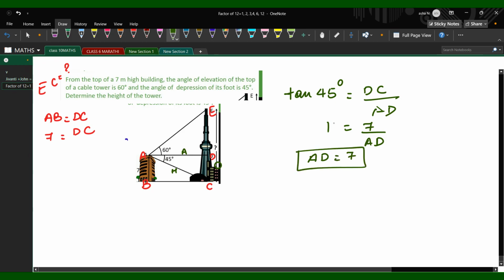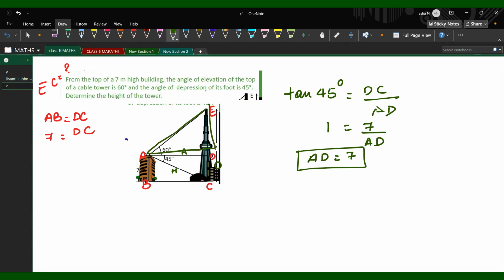Okay. Why we are finding AD now? Because we have to refer this triangle now. Now we will do tan 60 of the another triangle, which is equal to ED upon AD. So ED we don't know, that only we have to find out. So we will write ED as it is. AD we right now found out, it was 7. So tan 60, what is the value of tan 60?